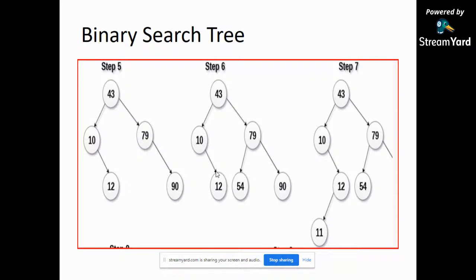Next is 11. 11 is less than 43, so we'll go to the left subtree. Now 11 is greater than 10, so we'll go to the right. 11 is less than 12, so we'll go to the left and insert 11 there.